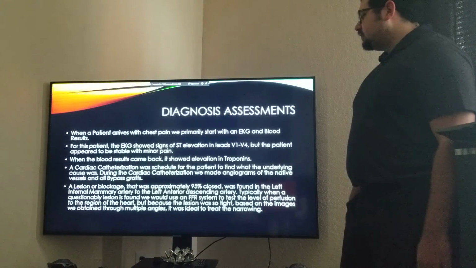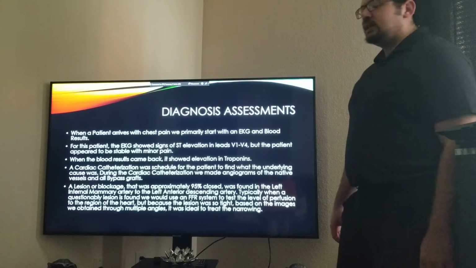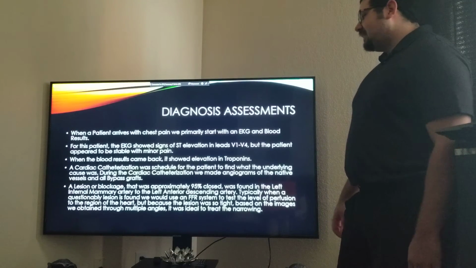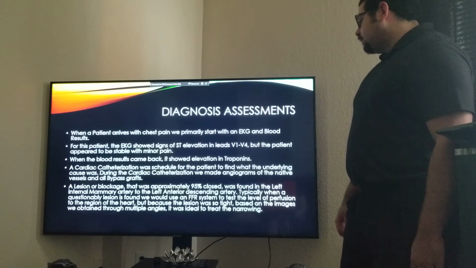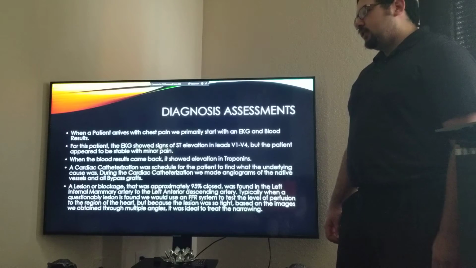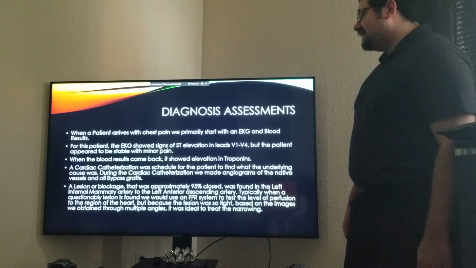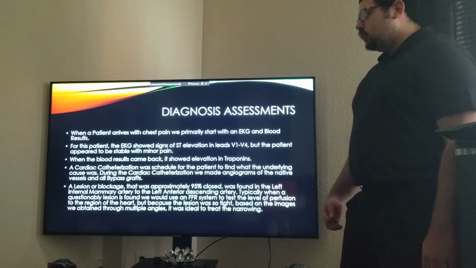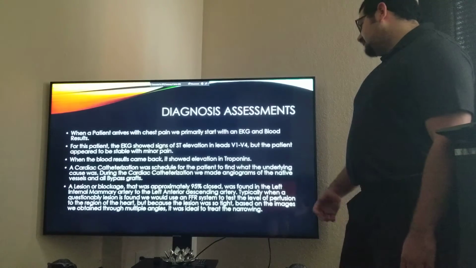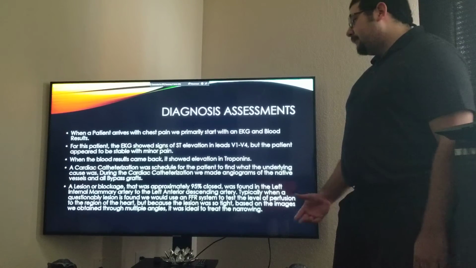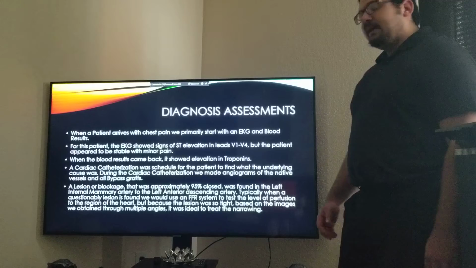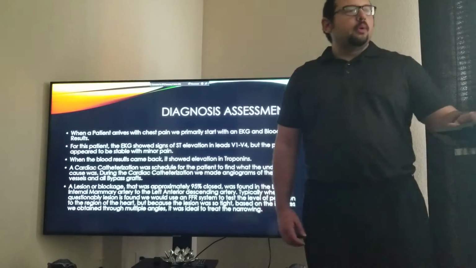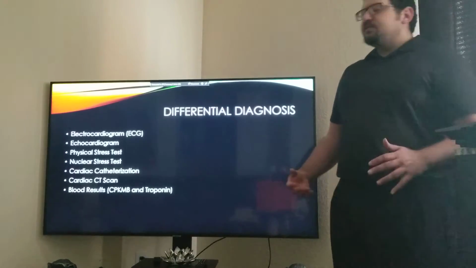So during the cardiac catheterization, we made angiograms of the native vessels and all bypass grafts that they had. A lesion or blockage that was approximately 95% occluded was found in the left internal mammary artery that was bypass grafted to the left anterior descending artery. Typically, when we have a questionable lesion, we use an FFR system to test the level of perfusion to the region of the heart. But because the lesion was so tight, based on the images with multiple angles that we achieved, it was ideal to treat the narrowing.